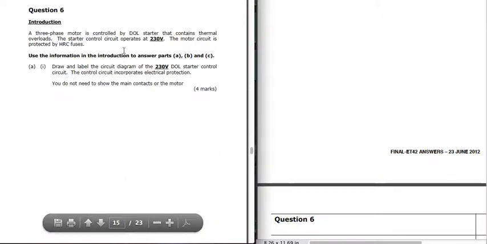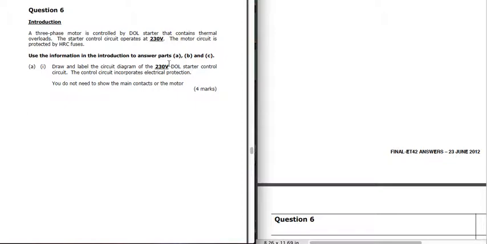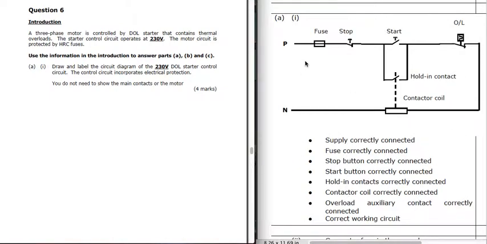Question 6, we've got a 3-phase motor with a DOL starter, direct online starter, with thermal overloads. The control circuit is 230, and we've got some HRC fuses, and we need to draw the control circuit. So we've seen this before. Fuse, our stop in series, our start in series with the overload and the coil, but in parallel with the start is the hold-in contact, and that's controlled by the contactor coil. We don't need to show the main contacts of the motor. So the main contacts of the motor would be off of this coil. So they would be controlled and turned on by this contactor coil.